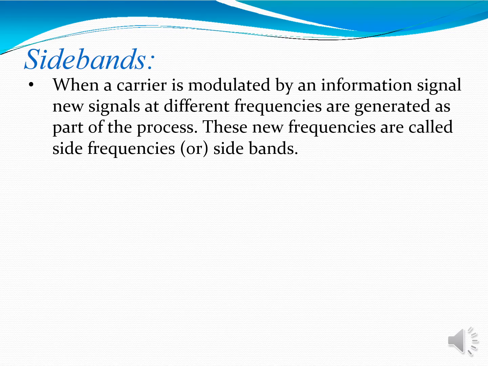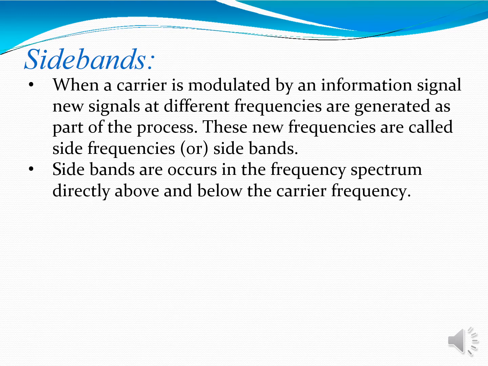Then sidebands. We are having two sidebands, one is upper sideband frequency, another one is lower sideband frequency. So upper sideband frequency will be equal to FC plus FM, then lower sideband frequency will be equal to FC minus FM.